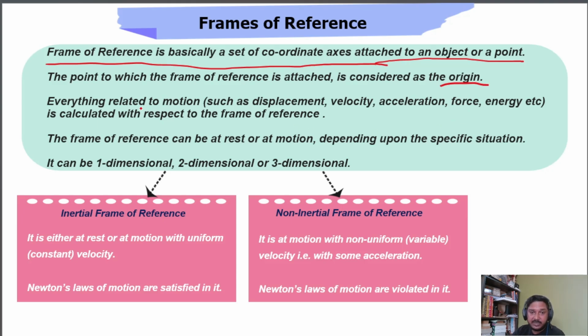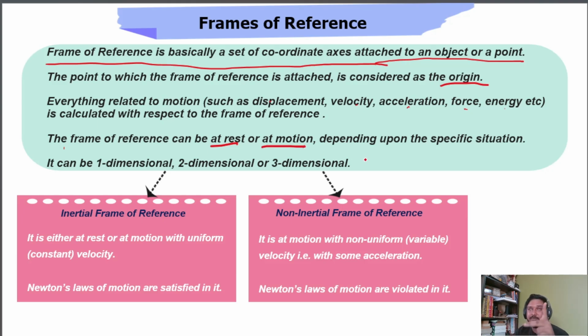Now everything related to that motion, such as displacement, velocity, acceleration, force, energy, is calculated with respect to the frame of reference. So the frame of reference is the first and foremost thing before solving any problem in mechanics or motion in physics. You need to first define a frame of reference with an origin fixed to an object or a point where the motion is happening. Then the frame of reference can be at rest or in motion, depending upon the specific situation.